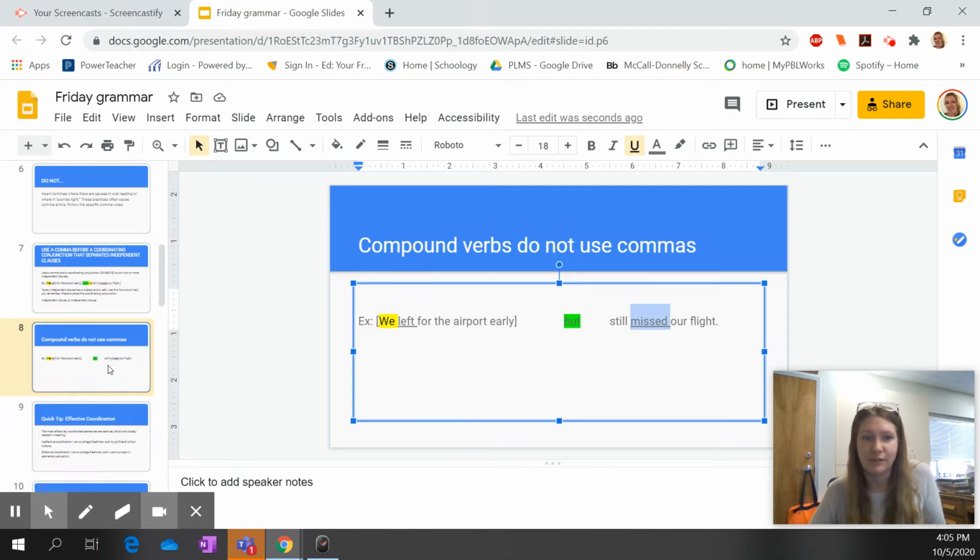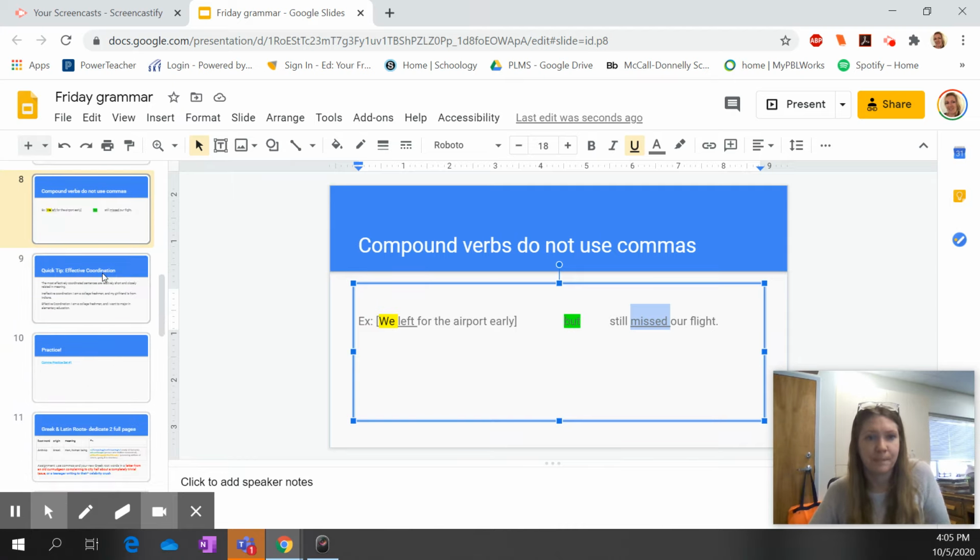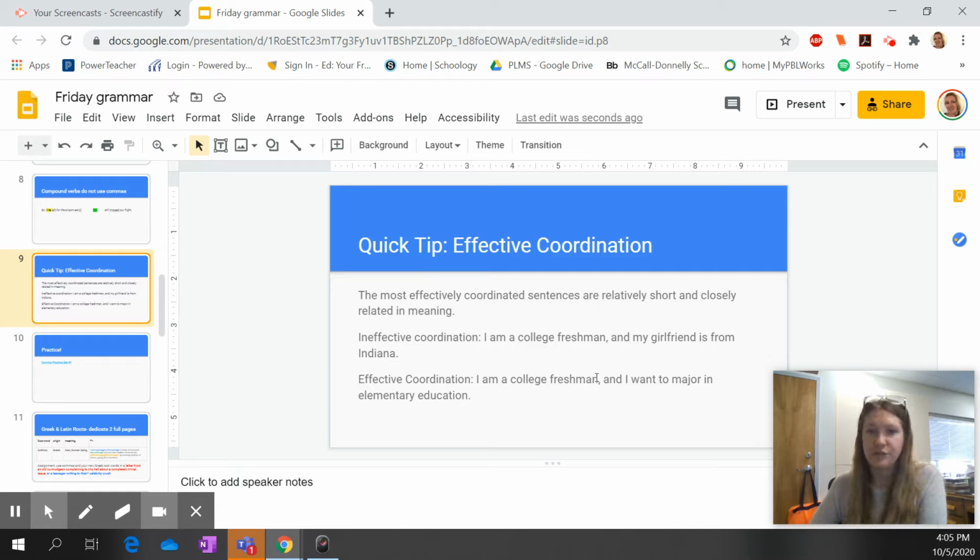And this is something that you guys are going to need to work on and learn. This is about effective coordination. So you only want to use commas when whatever you're talking about between your commas is related. So, I'm a college freshman. My girlfriend is from Indiana. These aren't really related. I would put a period here and not a comma. This is more effective: I'm a college freshman, comma, and I want to major in elementary education. These two have something to do with each other, so use a comma there.